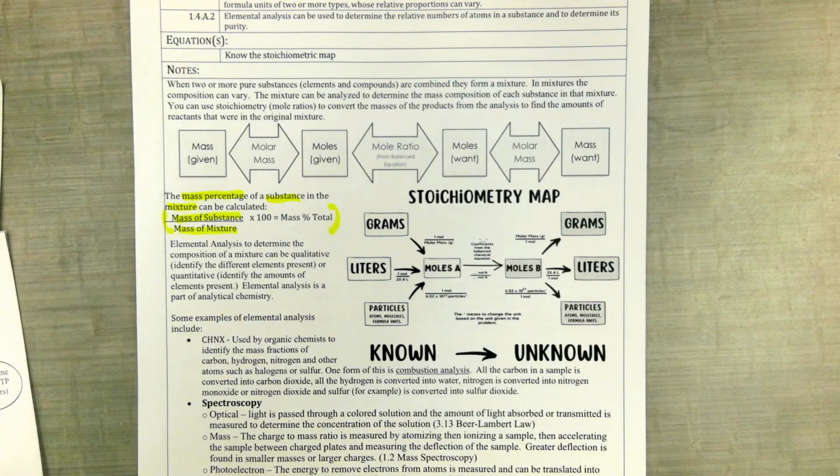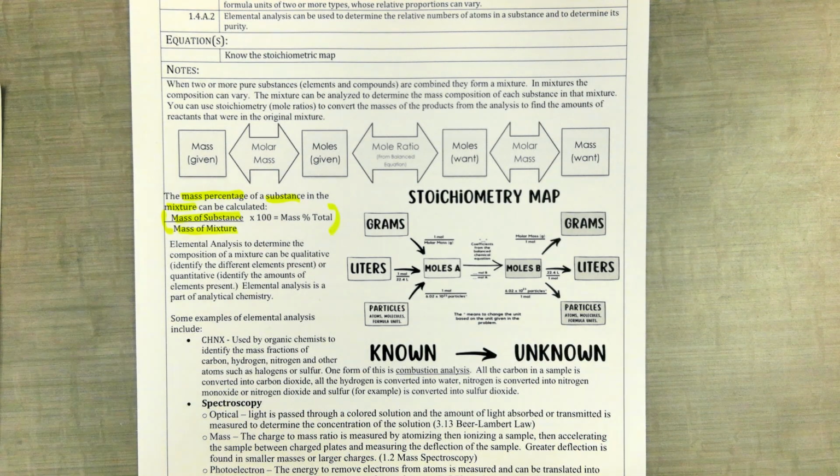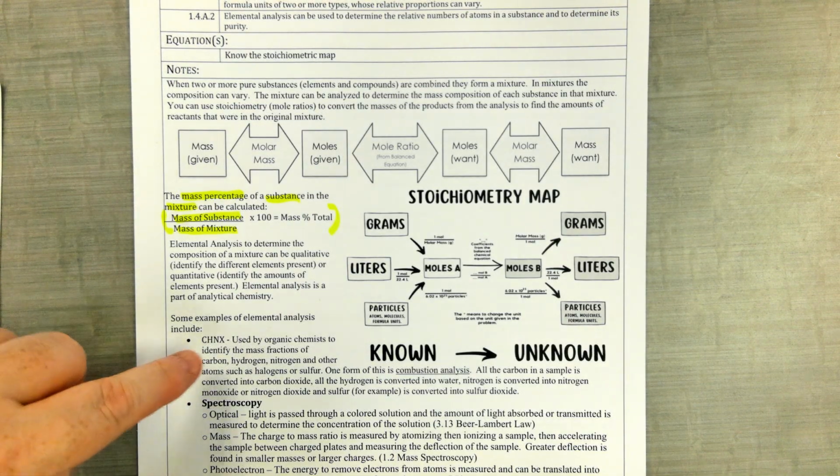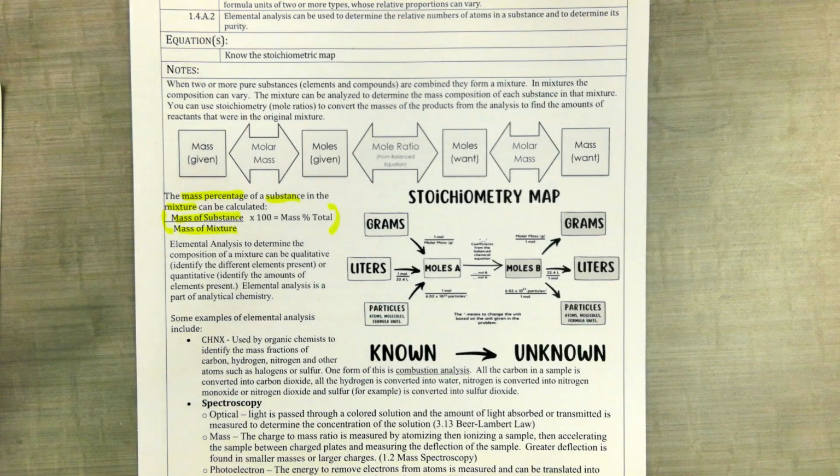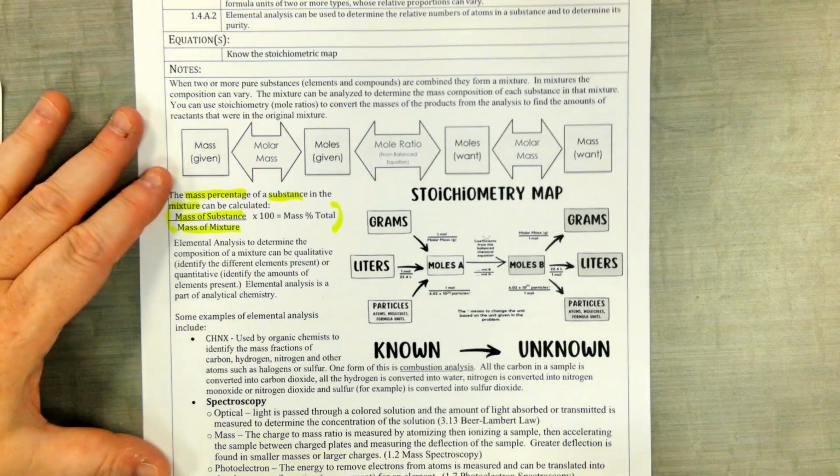Okay. Now, elemental analysis is to determine the composition of a mixture, and it can be qualitative. In other words, what are all the different elements, the properties of those elements, or it could be quantitative, which is actual amounts in grams or percentages. Now, there's 2 ways we do elemental analysis. There's CHN, but that's mostly for organic chemists, and that's to calculate mass fractions of various elements by using combustion analysis. You will not be doing that in AP Chemistry.